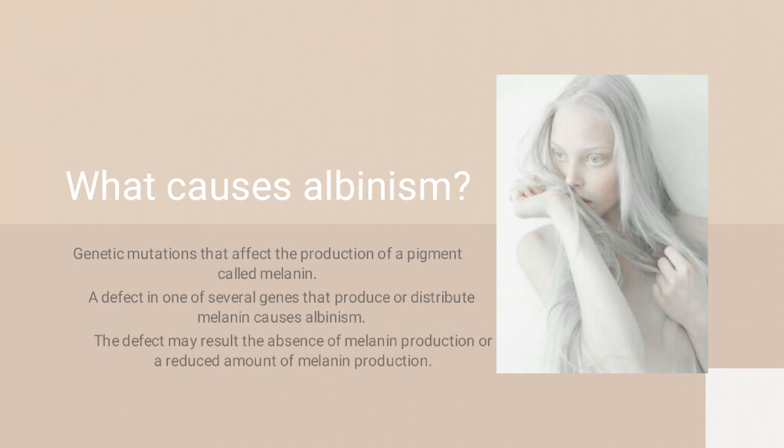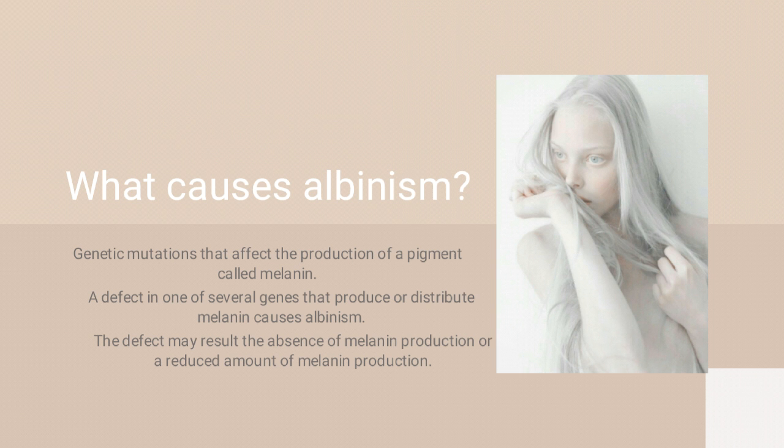Next is what causes albinism. There's a genetic mutation that affects the production of a pigment called melanin. A defect in one of several genes that produce or distribute melanin may result in the absence of melanin production or a reduced amount of melanin production that causes albinism.